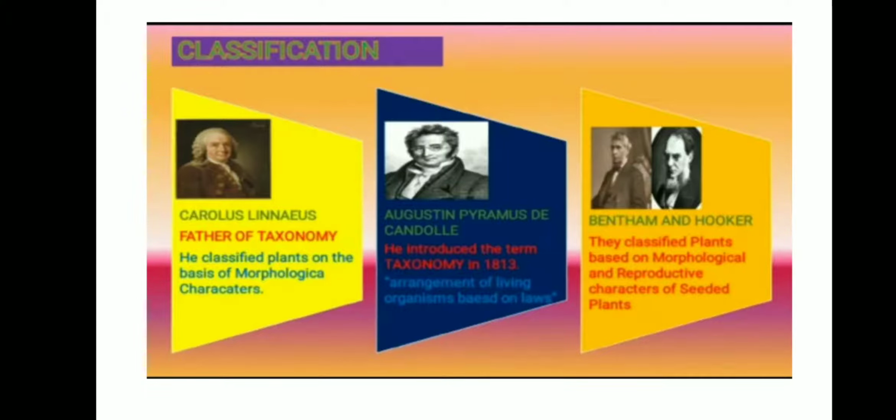The system of classification is based on the morphology as well as reproductive characters. So earlier I said the artificial system was based on morphological characters, but the natural system is based on morphology as well as reproductive characters. Bentham and Hooker published this natural system of classification in their book named Genera Plantarum in 3 volumes. This classification is widely used in many herbaria. Herbaria means collections of dried plants, and botanical gardens all over the world.